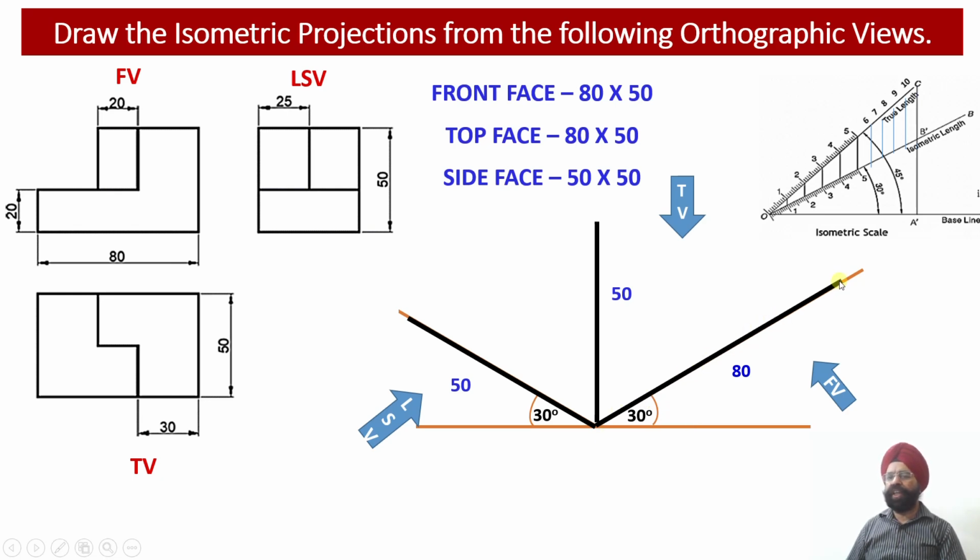In order to plot the top view, we know the dimensions 80 by 50. So 80 is the length. So this length we have already plotted, 80 millimeter. Then the width of the solid, it is 50. It is given over here, 50 millimeter. So 80 by 50. So this is 50. This is 80.